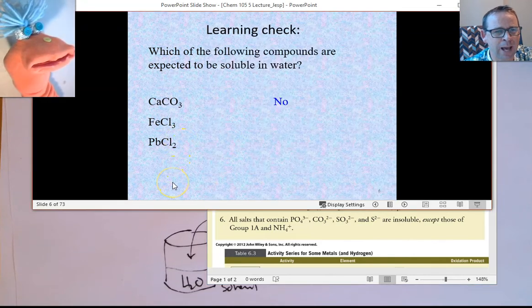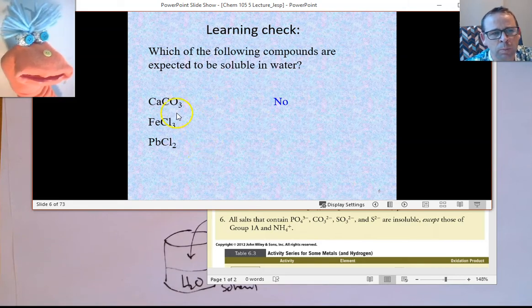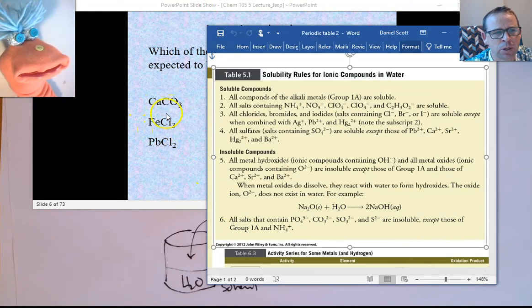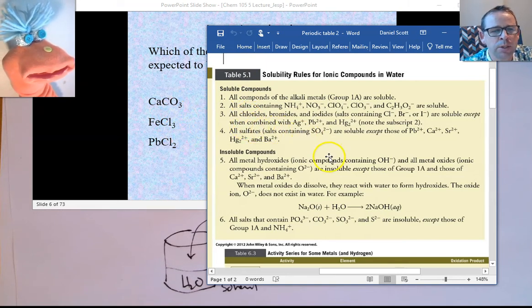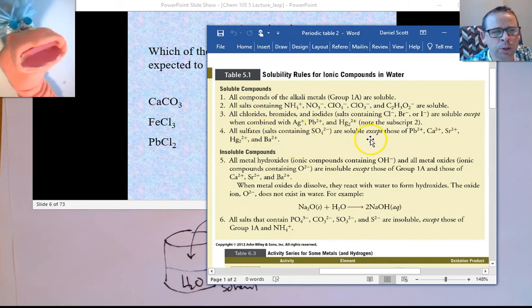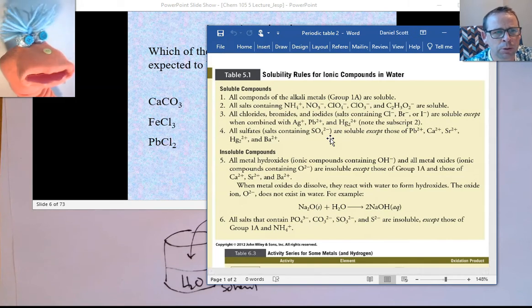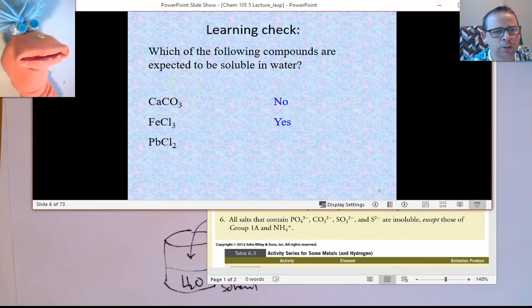Very good. So, what would this be? Iron what chloride? Iron(III). That's right. Iron has to have a +3 charge because the chloride ion always has a -1. Now, any rules in here that talk about those ions? Rule 3. Rule 3 says that chlorides, bromides, and iodides are soluble except with Ag, silver, lead, and Hg, mercury. So yes, iron(III) chloride is soluble. Very good.